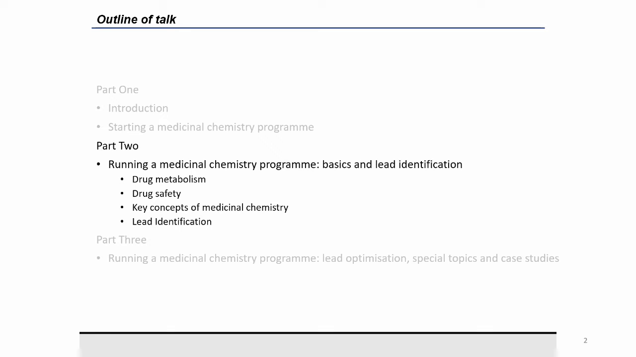Hello again, everyone. Welcome to part 2 of the medicinal chemistry crash course. Today, I'm going to talk about some fundamental concepts you need to understand for medicinal chemistry, so drug metabolism, drug safety, and then some basic principles that are used in medicinal chemistry. And I'll go on to talk about the lead identification phase of the project. So, without further ado, let's get into the talk.